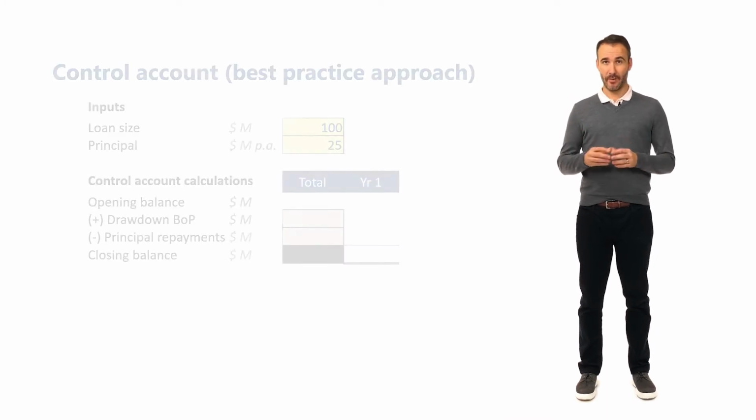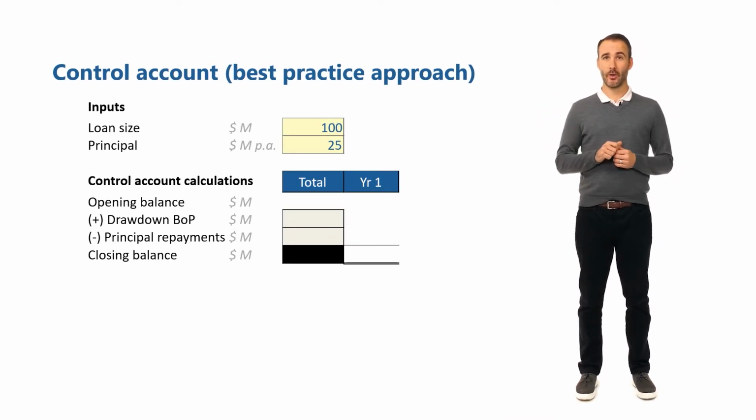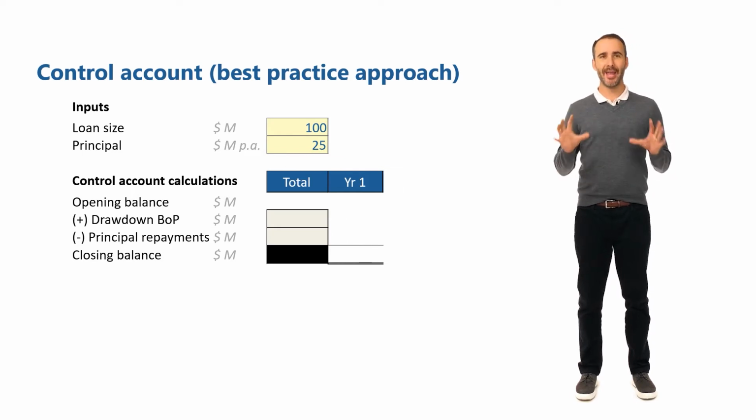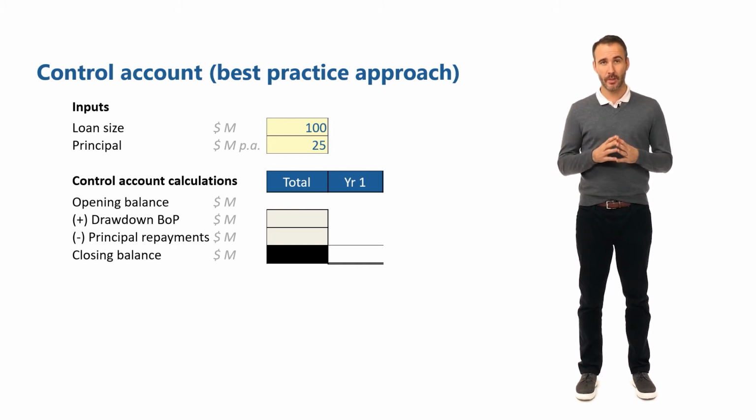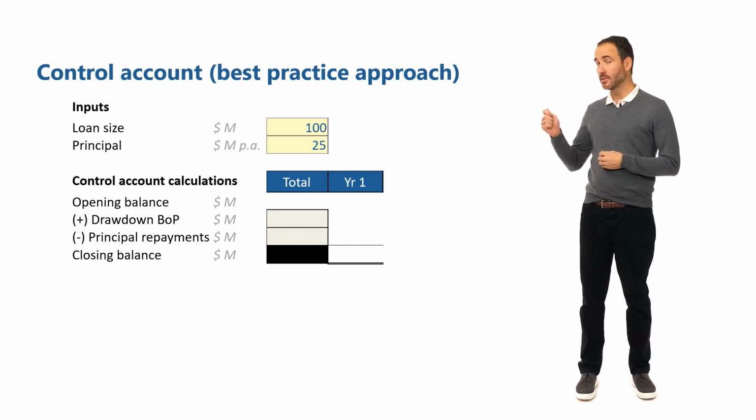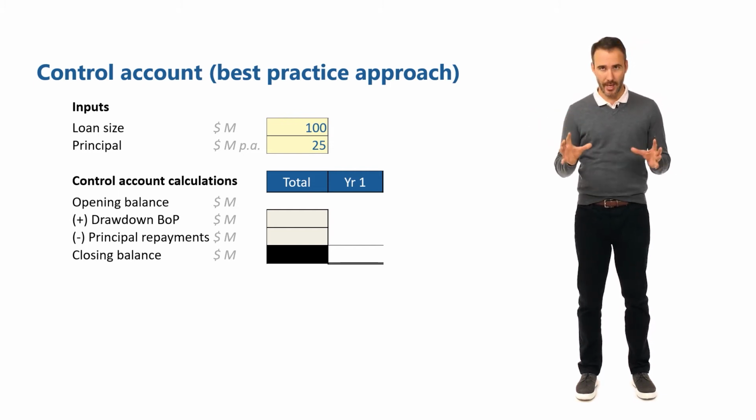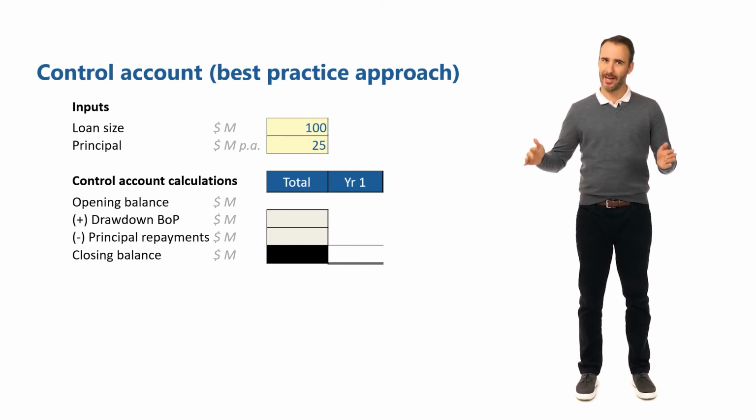So let's use a really simple example of a $100 million loan with 4 equal annual principal repayments of $25 million to introduce the concept of an account. Of course, my inputs are separated from my calculations as learned in the introduction to best practice modeling. In the calculation section, I have control account calculations, which represents the balance of the loan over time.